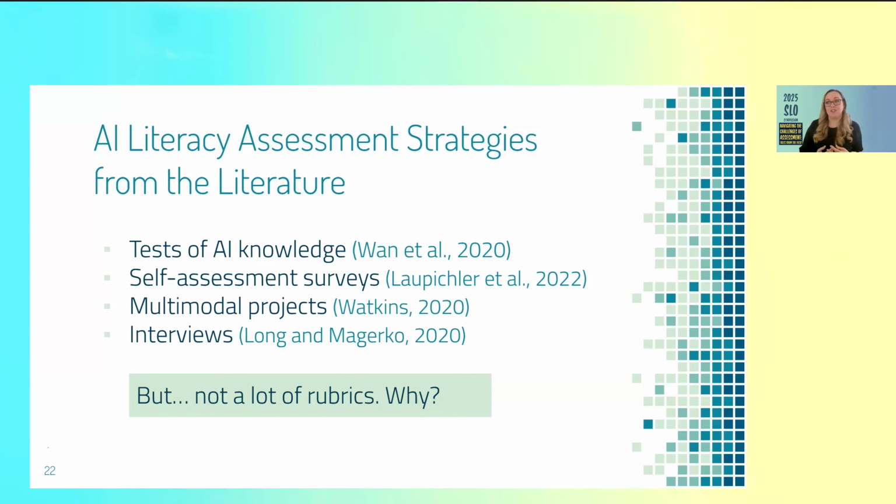What I didn't see in the literature were rubrics. There are not a lot of rubrics on AI. If you go to AAC&U, you can get VALUE rubrics on many different kinds of competencies, but not so for AI literacy just yet. And I think that's because I don't think many of us are comfortable at this moment in time framing these different AI literacy skills in terms of capstone, milestone, and benchmarks. Like, I don't quite think we're ready to articulate what an appropriate performance level is for all of this.